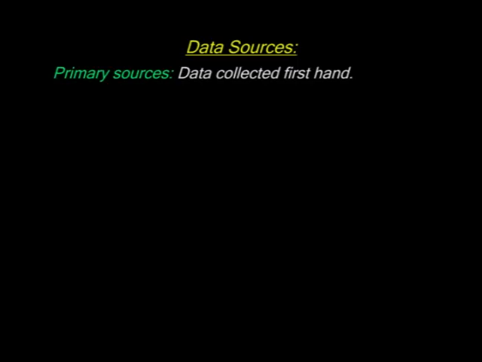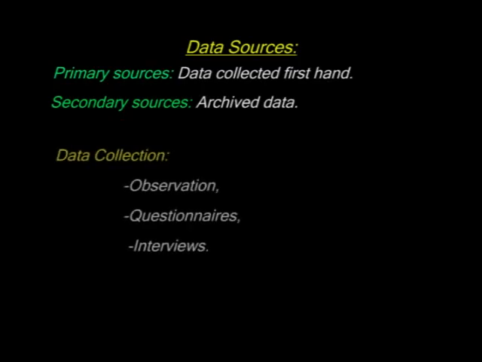On the other hand, secondary data is data that has been collected by others that one wants to use to make some analysis. It may be stored somewhere, for example, archived. Now, data can be collected through observation, questionnaires, interviews, and so on and so on.